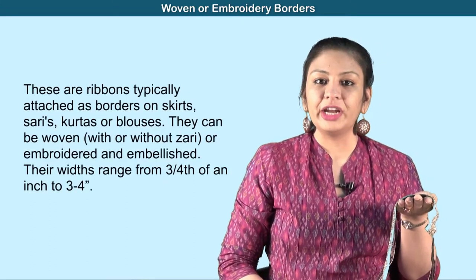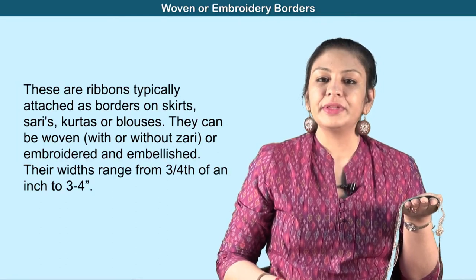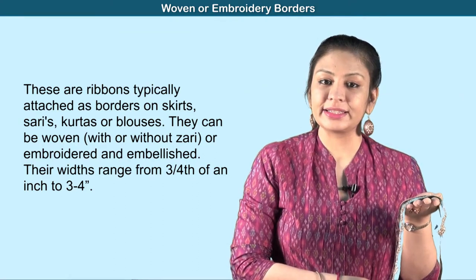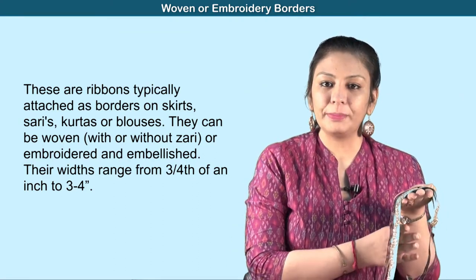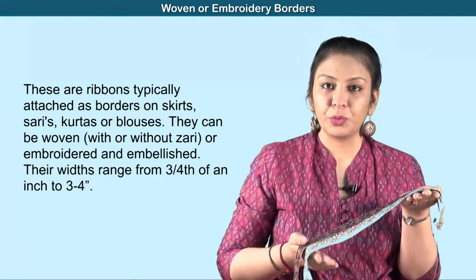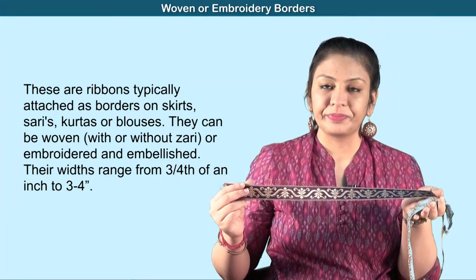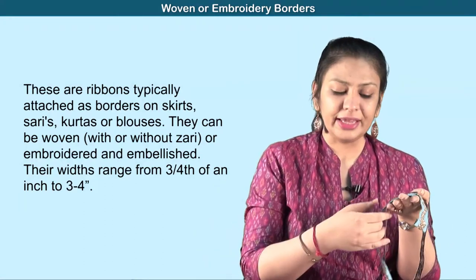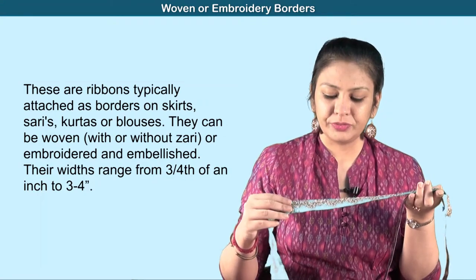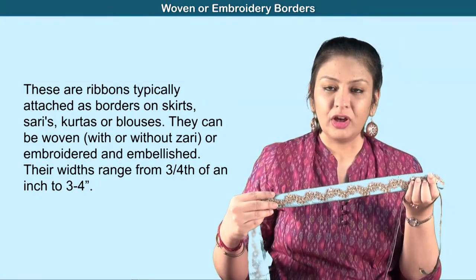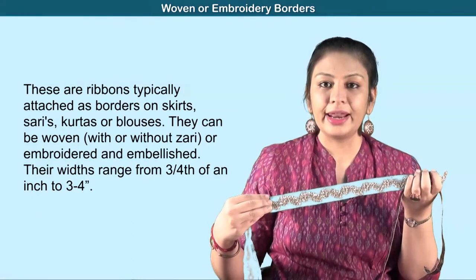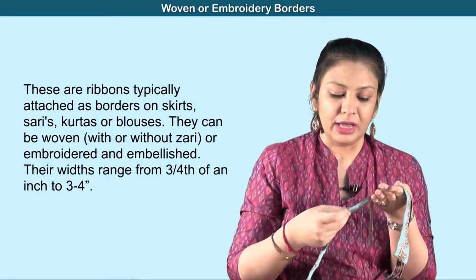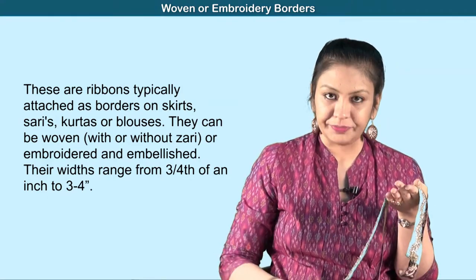Woven or embroidered borders. These are ribbons typically attached as borders on Indian garments like skirts, saris, kurtas or blouses. They can be woven with or without zari. This is an example of a woven zari ribbon. They can be embroidered or embellished. This is an example of machine embroidered and embellished tape. That is, it has couching embroidery and sequin work done on it.